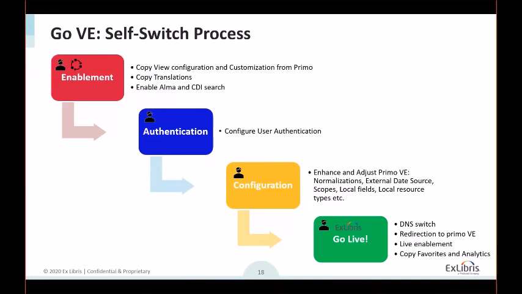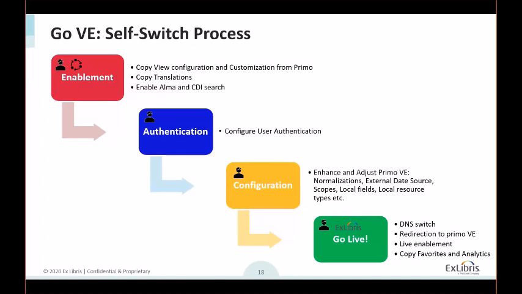in Primo VE. We copy your customization package from Primo to Primo VE. We copy the translations, and we also enable ALMA and CDI searches. The meaning is that we index the ALMA data and we copy the CDI, the PC key. So during the enablement, we create the basic components. At the end of the enablement, you can start working on Primo VE and move to the next step.